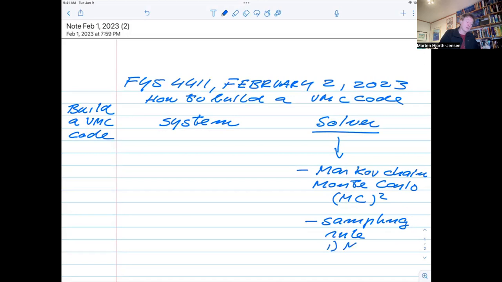So we can have the Metropolis algorithm. We also have something called Gibbs sampling, which, if we have time, we may say something about. And these are some of the most common types of sampling we can have in Monte Carlo calculations.